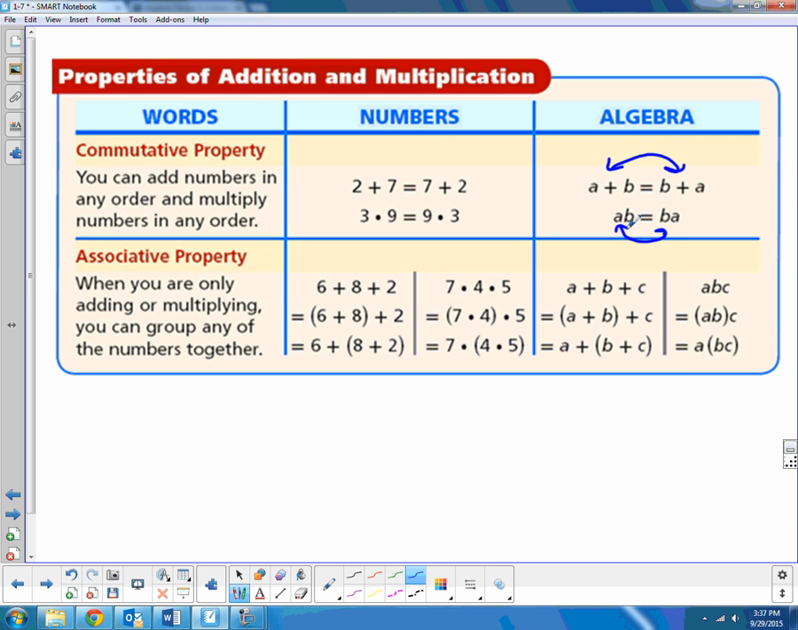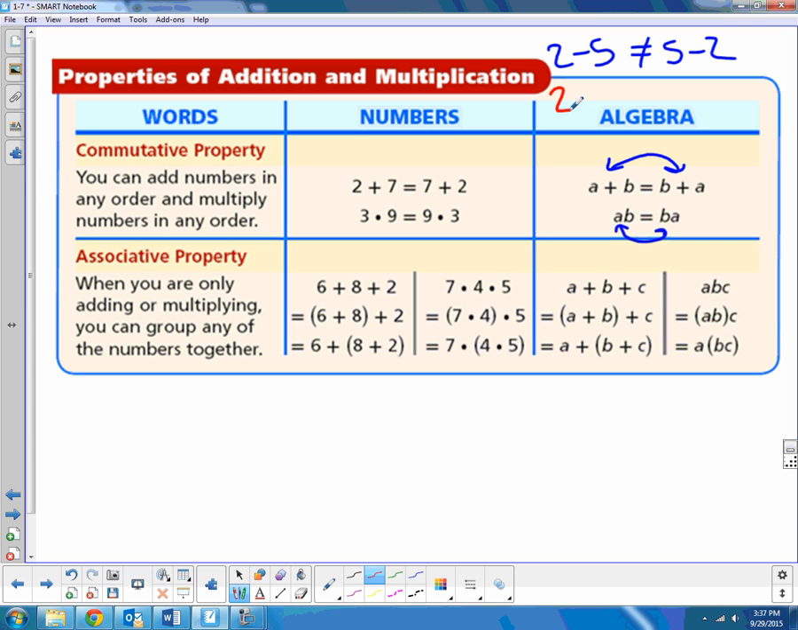Now that does not work with subtraction. 2 minus 5 is not equal to 5 minus 2. However, we can manipulate things a little bit to make it work for us. That's part of math, is manipulating things, making it work. So it doesn't work this way, but I want it to, and I'm important, and so I'm going to make it work for me. I'm going to change this.